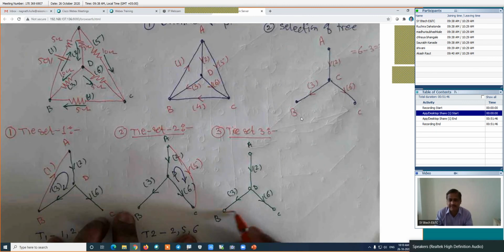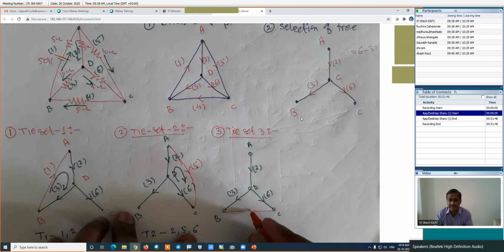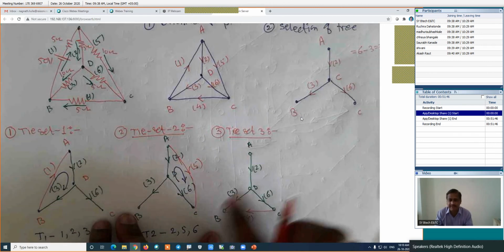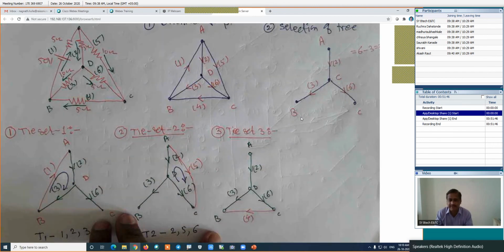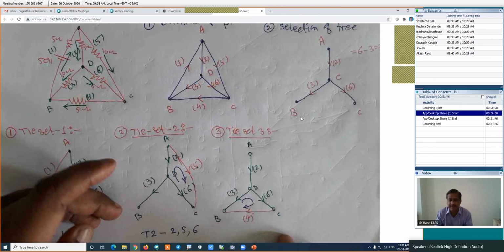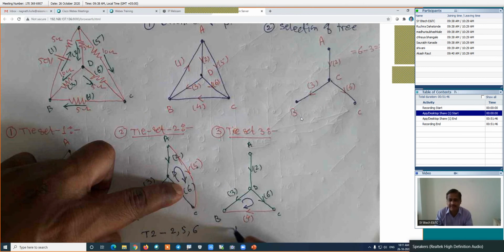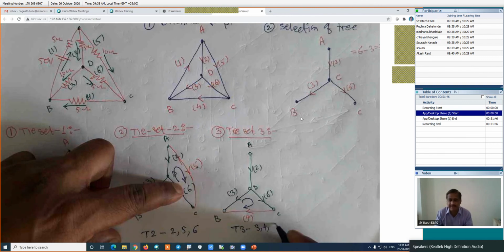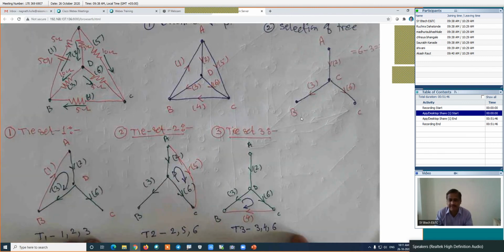If we take the co-tree branch number 4 here, this is branch number 4, and this is tie set number 3. The direction of this loop is the same as the direction of this branch. It is clockwise. Is it right? T3 is nothing but branch number 3, branch number 4, and branch number 6, which is our tie set number 3.